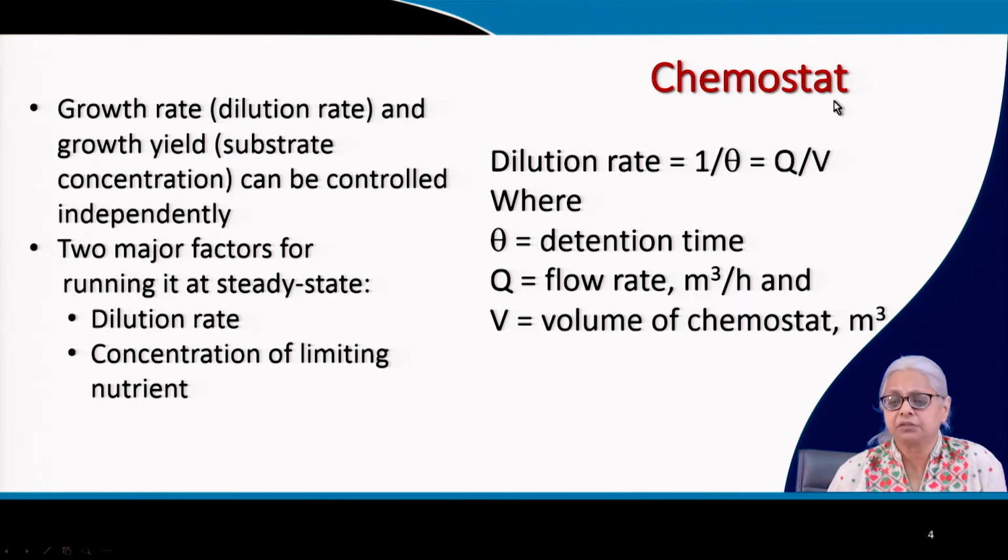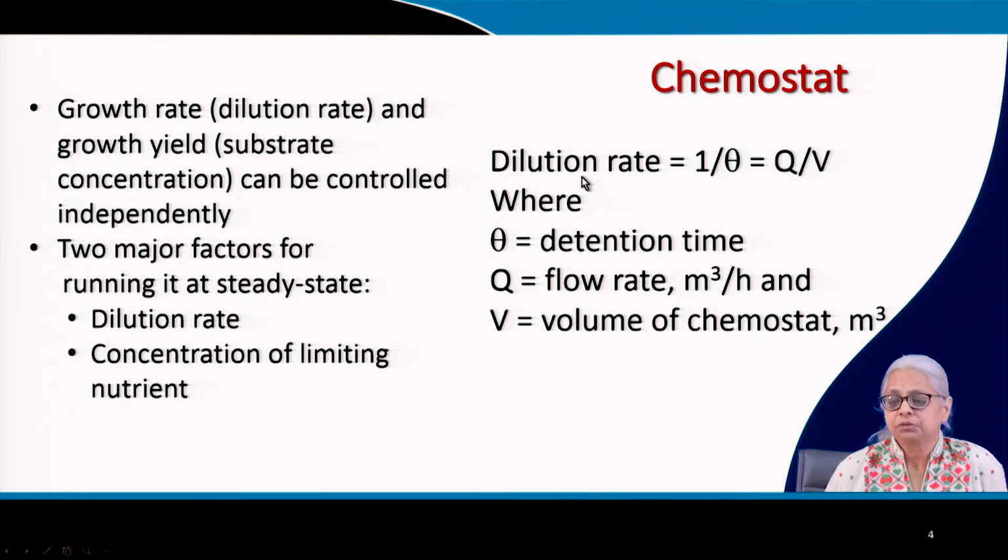Before we come to the derivation, let's note a few other points. The growth rate is related to the dilution rate, and the growth yield is related to the substrate concentration. So you can control these parameters independently. And what do you need to do that? You need the dilution rate and the concentration of the substrate.